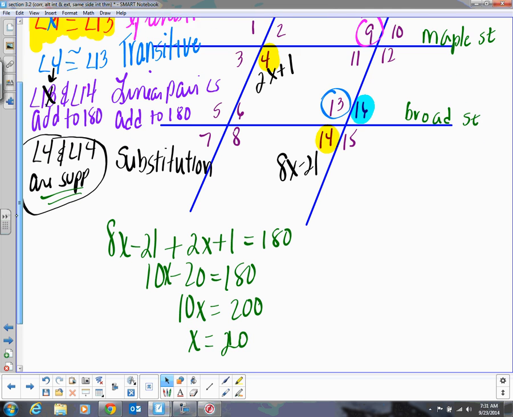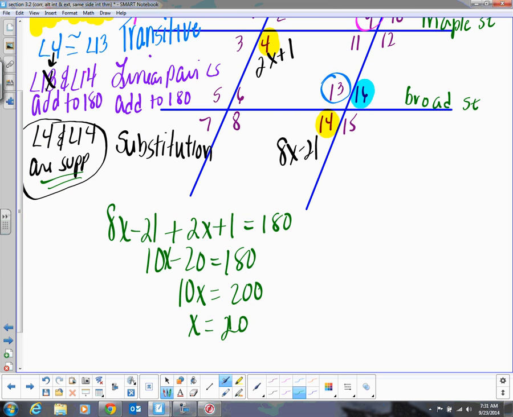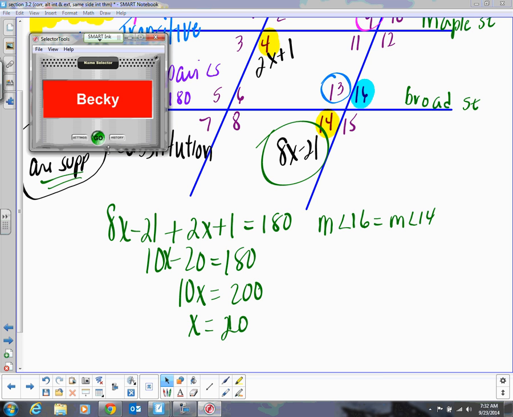So if I have to find 16, then basically what that means is I'm going to have to find 14. And we know what 14 is. We know 14 is 8x minus 21. So how do I actually find its measure now? Leslie?